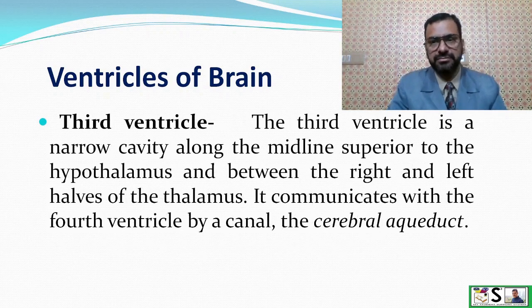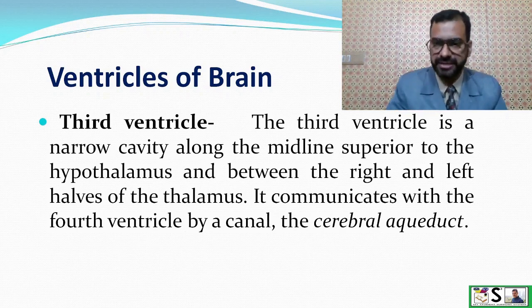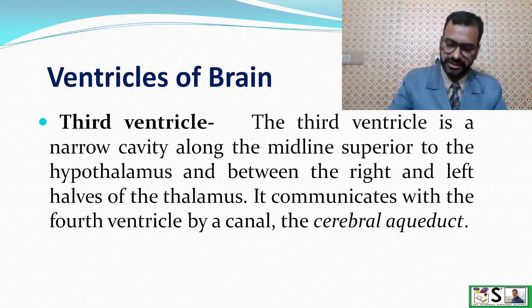The third ventricle is a narrow cavity along the midline superior to the hypothalamus and between right and left halves of the thalamus. It communicates with the fourth ventricle by a canal known as cerebral aqueduct.